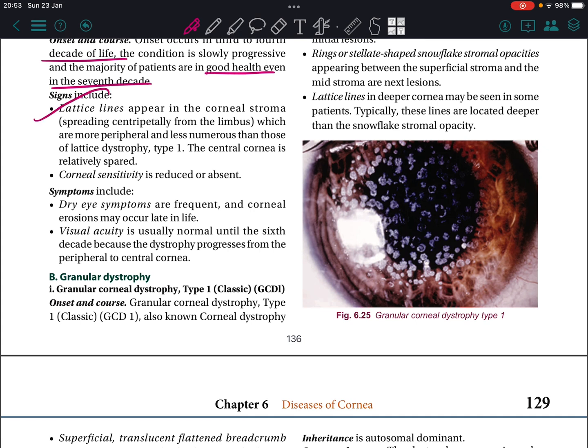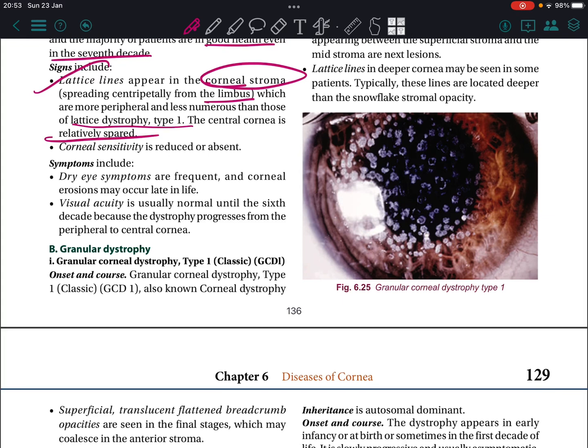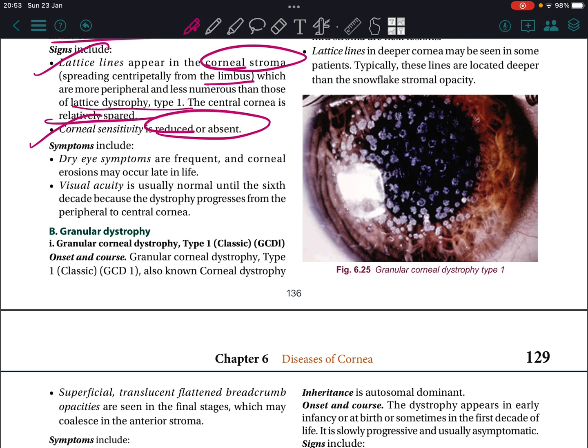Signs include lattice lines appearing in the corneal stroma, spreading centripetally from the limbus, which are more peripheral and less numerous than those of lattice type 1. The central cornea is relatively spared. Corneal sensitivity is reduced or absent. Symptoms include dry eye symptoms, which are as frequent, and corneal erosion may occur late in life. Visual acuity is usually normal until the sixth decade because the dystrophy progresses from the periphery to the center of the cornea.